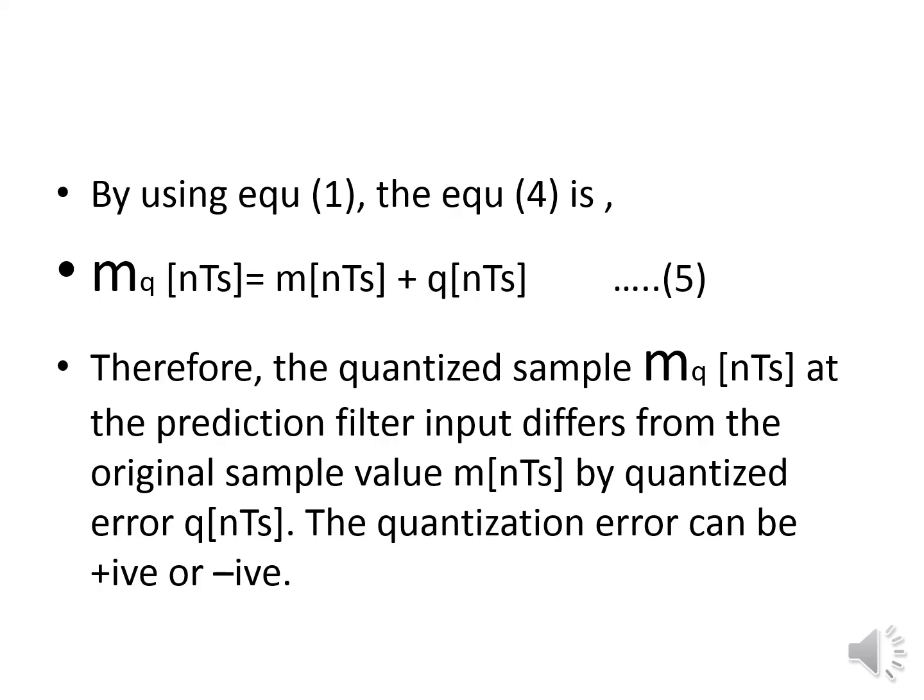Therefore, the quantized sample mq(nTs) at the input of the prediction filter differs from the original sample value m(nTs) by the quantization error q(nTs). The quantization error can be negative or positive. Then, the differential pulse code modulation receiver.